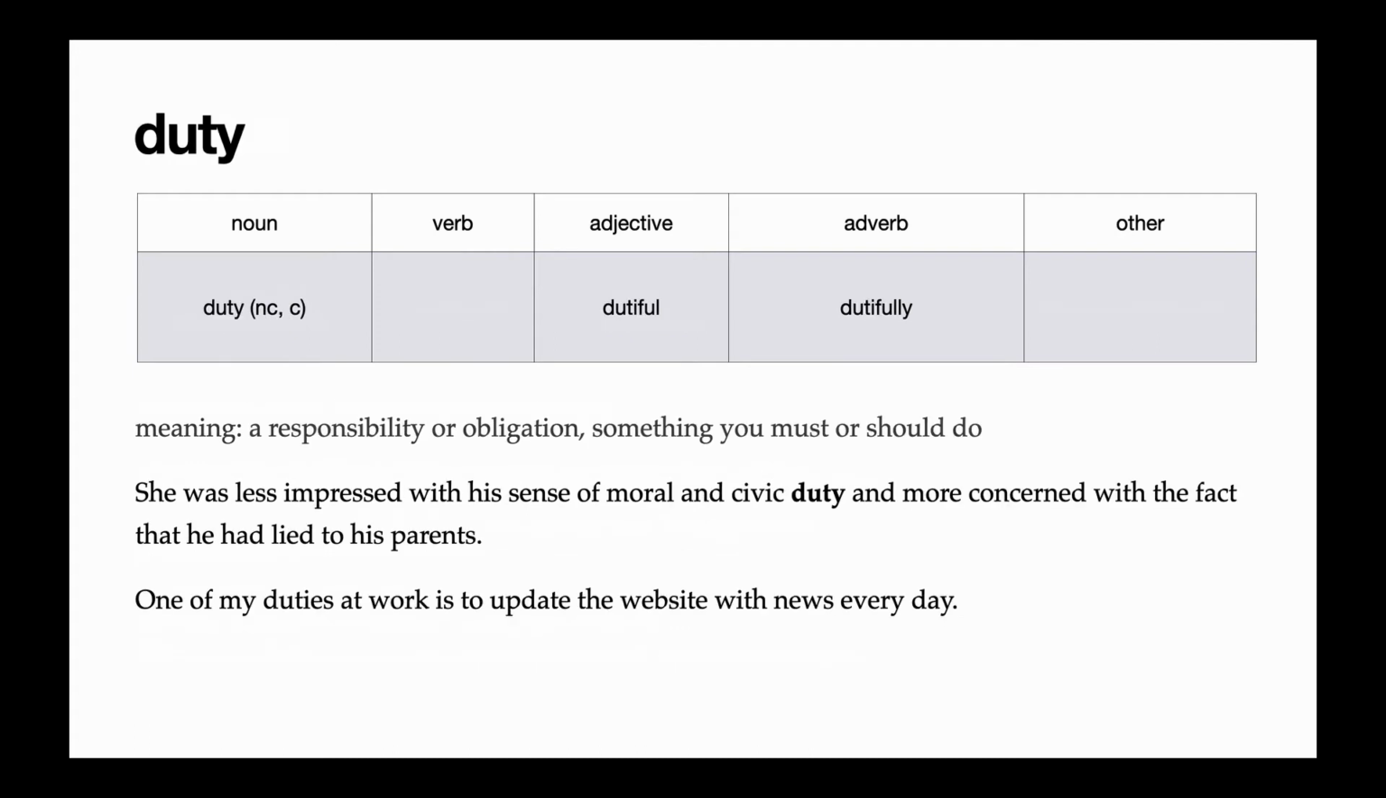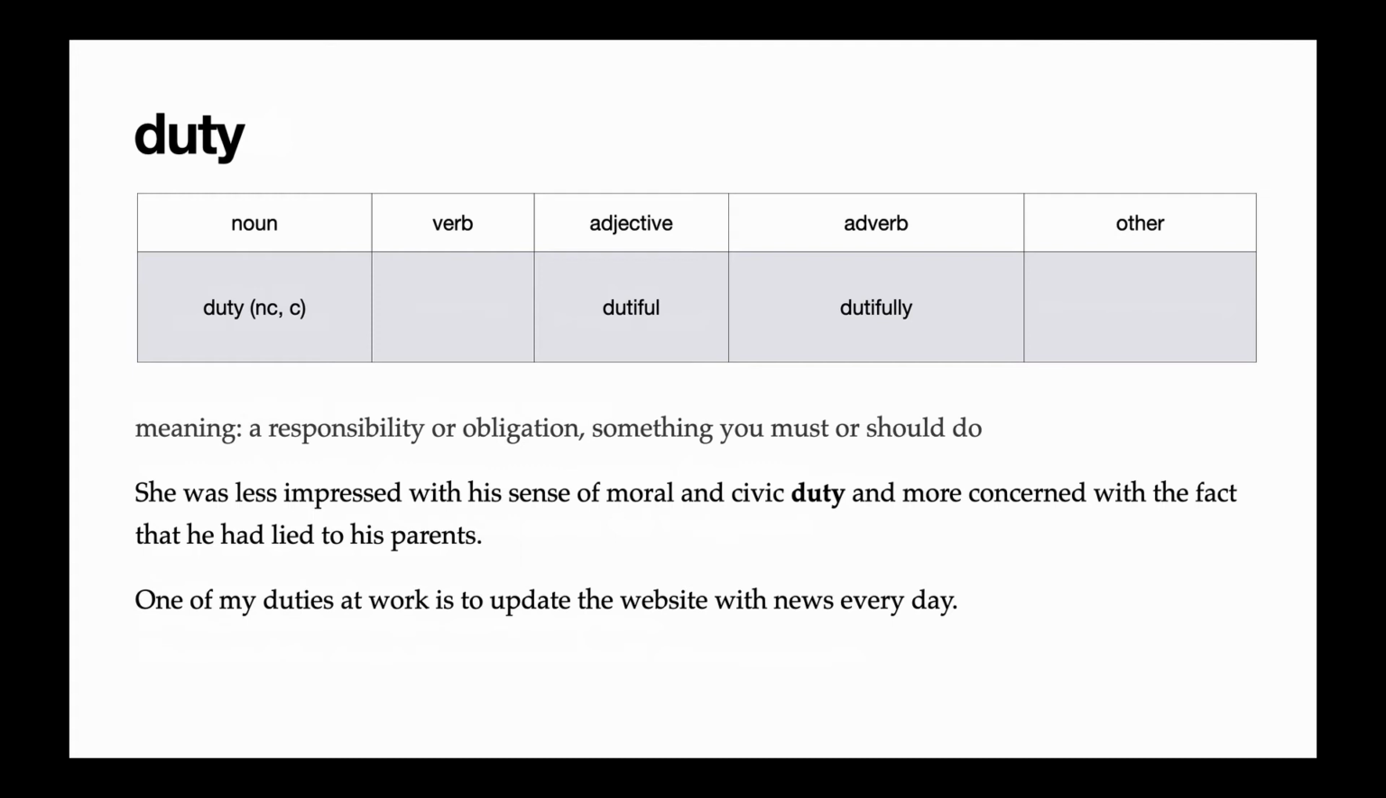Our next word is duty. And duty in the reading was a noun, and it was used as a countable noun, moral and civic duty. So duty means a responsibility or an obligation, something that you must or should do. And a duty is really more of things that you feel like you should do. So, for example, voting. People should vote because it's important to participate in society. But nothing is going to happen to you. You will have no bad consequences if you fail to vote.